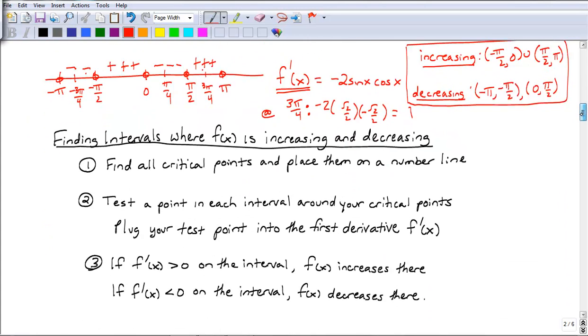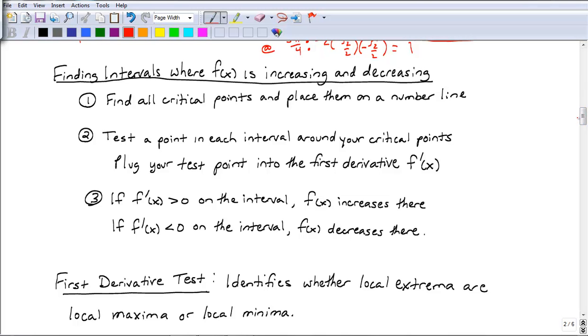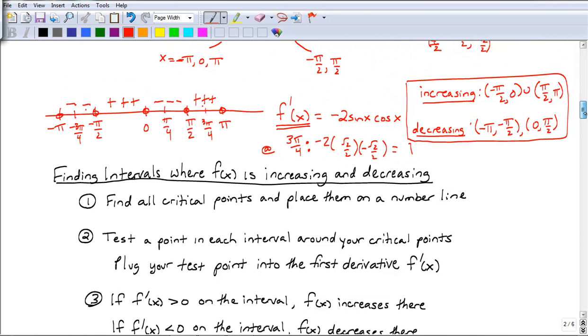So what do we just do? We found intervals where f of x is increasing or decreasing. What we do is figure out where the derivative is 0 or undefined. Those are called the critical points. We put them on a number line and test a point in each interval around those critical points. We plug that test point into the first derivative. If the first derivative is positive at that test point, then the function's increasing on that interval. If the derivative is negative at that test point, then it decreases on that interval. So the first derivative test is a way that we can figure out how the functions are increasing or decreasing.